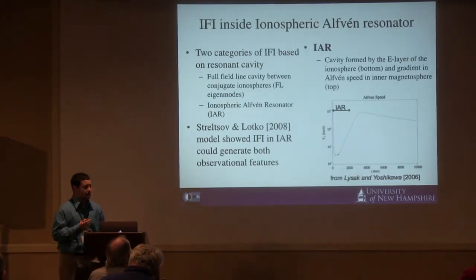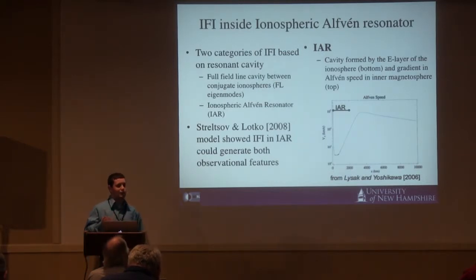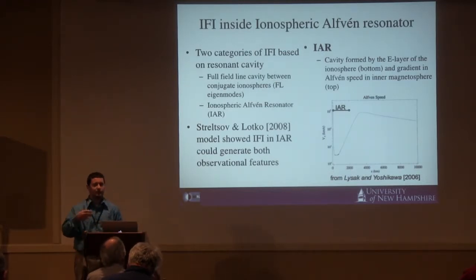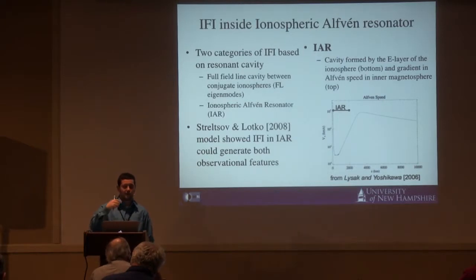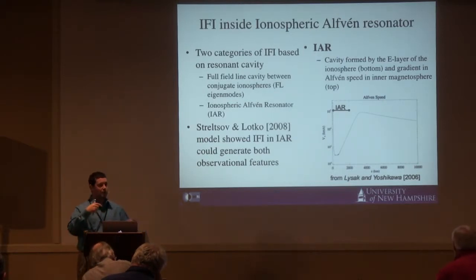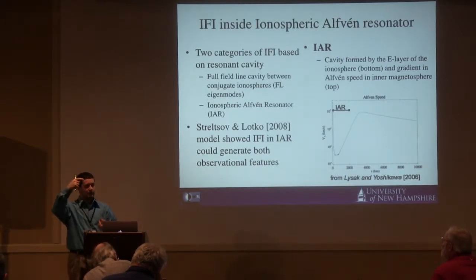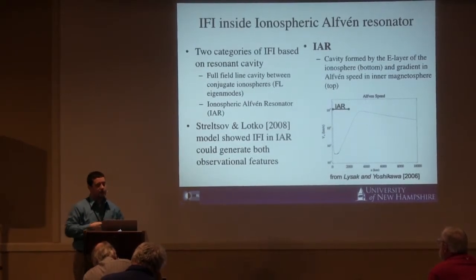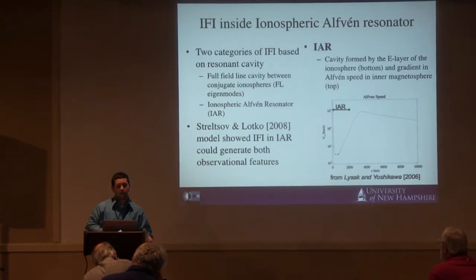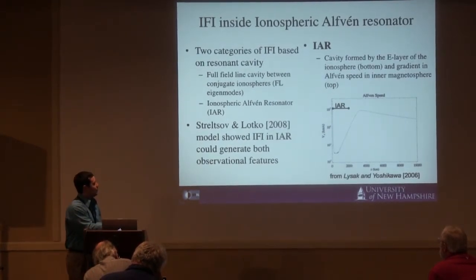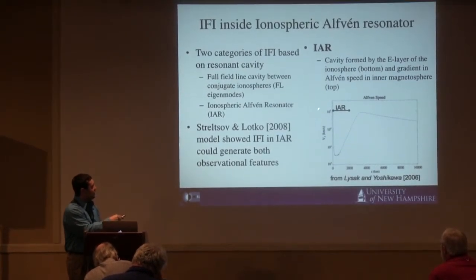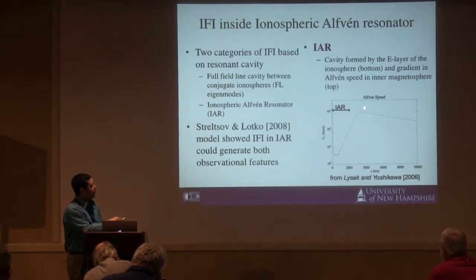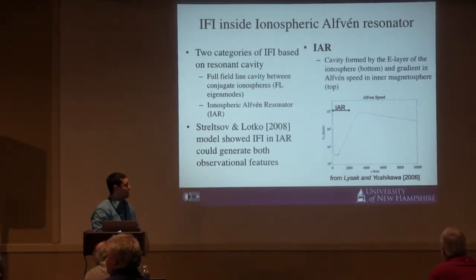So the IFI is basically broken down into two different categories, based on the resonant cavity in which it's occurring. There's the full field line cavity, which happens between the ionosphere and two conjugate hemispheres, so the field line eigenmode. And there's also the Ionospheric Alfvén resonator, which is basically a cavity that's formed by the conducting E layer of the ionosphere at the bottom, and then a gradient in the Alfvén speed at the top.